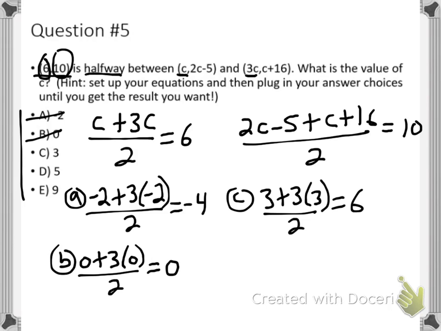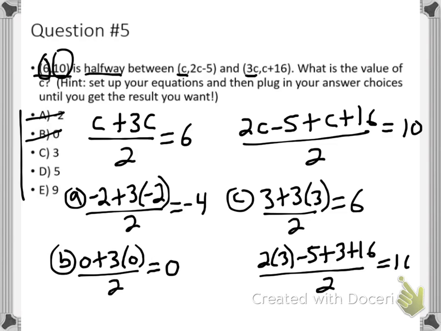So more than likely it's C, but we also want to check our last number, just to make sure. In the second one, if I plug in a 3 every place I see a C, I want to see if I can get a 10. So 2 times 3 minus 5 plus 3 plus 16 divided by 2, and I want to see if that equals 10. And in fact, this one does equal 10, so in this case we know that it's going to be C.